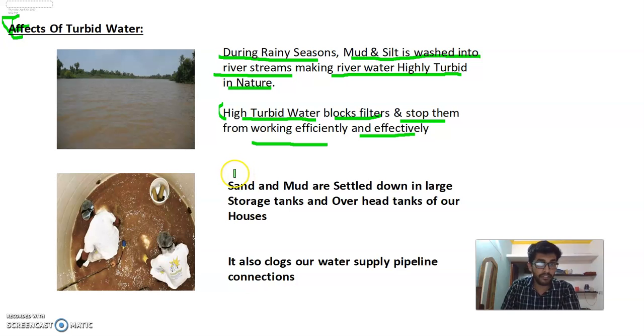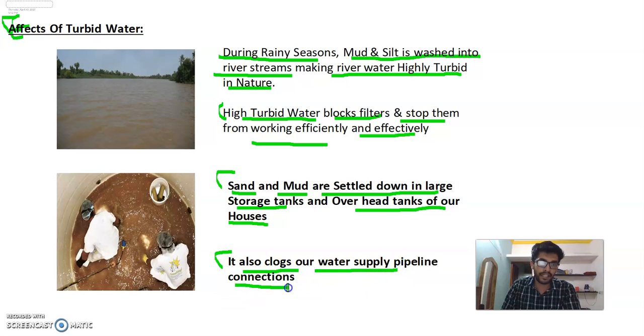Also, a major problem we have observed in our day-to-day life is the sand and the mud settle down in large storage tanks, in filtration units, or even in the overhead tanks of our houses. Cleaning of these tanks is a tedious task, as you can see in the picture. One of the major problems that we face with this turbid water is it clogs our water supply pipeline connections and damages the pipes. Also, when the water is filled with mud and sand, it gives a bad physical appearance, and it's actually not psychologically fit for drinking.